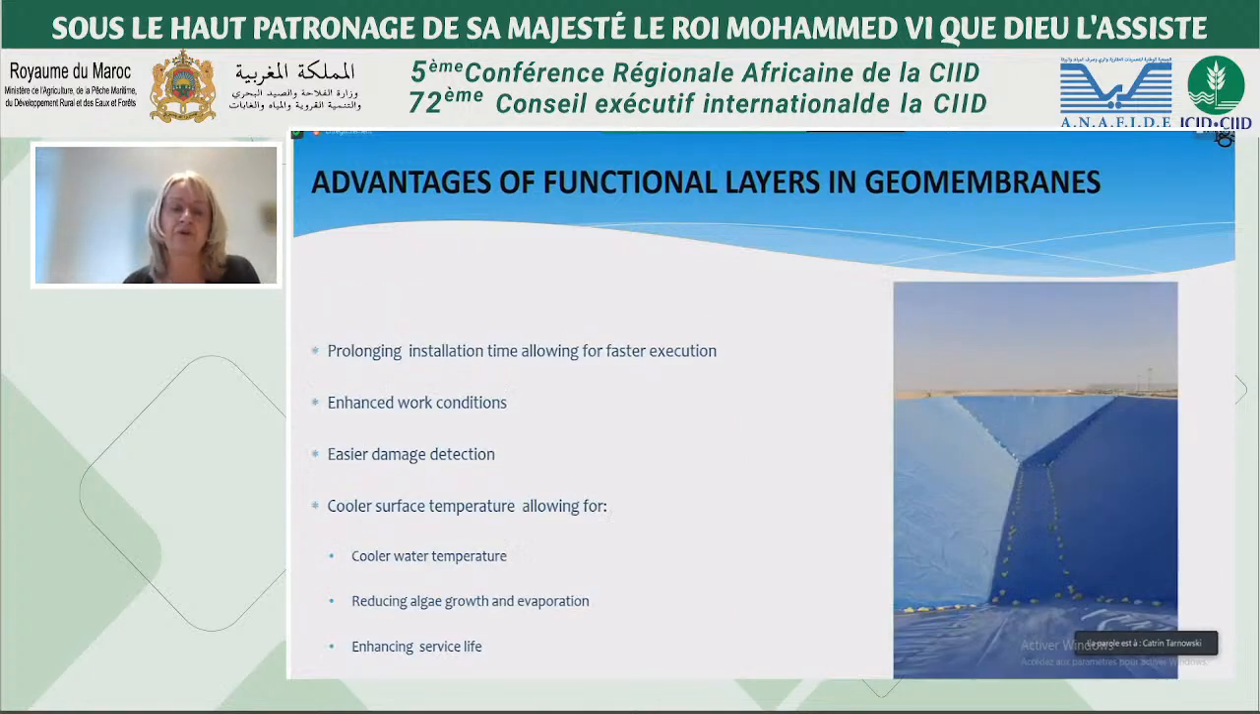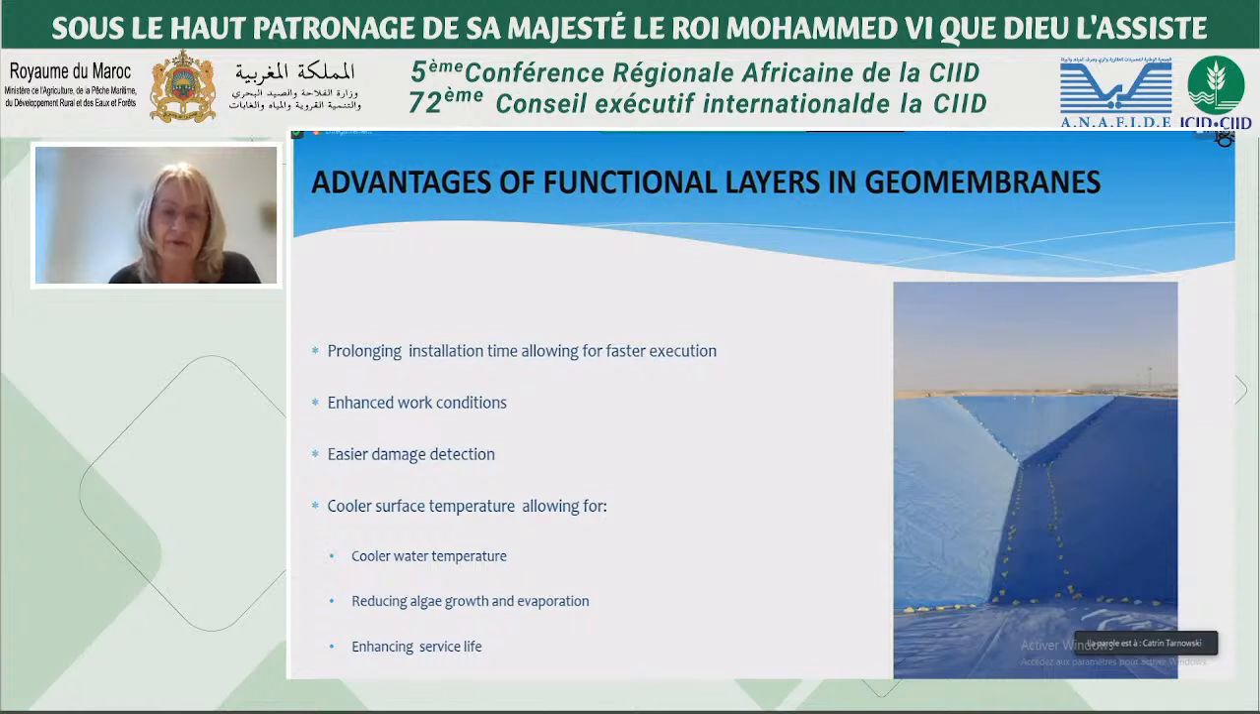But then it turned out that such a surface has a lot more benefits, and that's what we know today, and that's why this is getting a success. With the white surface, we have a prolonged installation time, allowing for a faster execution of the project, which is good. Further, there are enhanced working conditions, because the black geomembrane heats up easily to 70 degrees in hot climates, and even higher, whereas the white stays between 40, maximum 50 degrees. So that is a 20-degree difference. So you have a prolonged working window on the geomembrane.